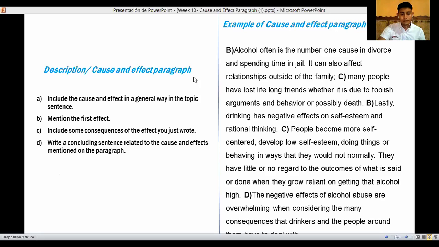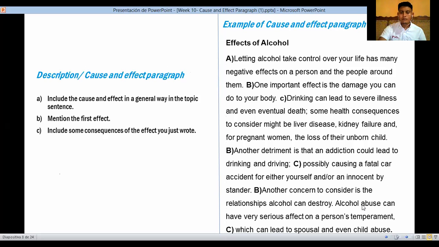Yes. Okay. Example of cause and effect paragraph. Alcohol often is the number one cause in divorce and spending time in jail. It can also affect relationships outside of the family. Many people have lost lifelong friends, whether it is due to foolish arguments and behavior or possibly death. Lastly, drinking has negative effects on self-esteem and rational thinking. People become more self-centered, develop low self-esteem, doing things or behaving in ways that they would not normally. They have little or no regard to the outcomes of what is said or done when they grow reliant on getting that alcohol high. The negative.